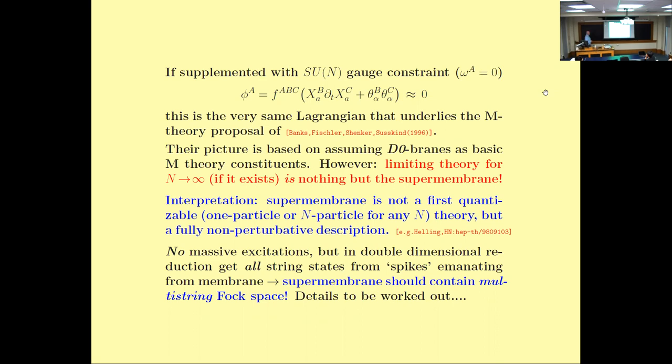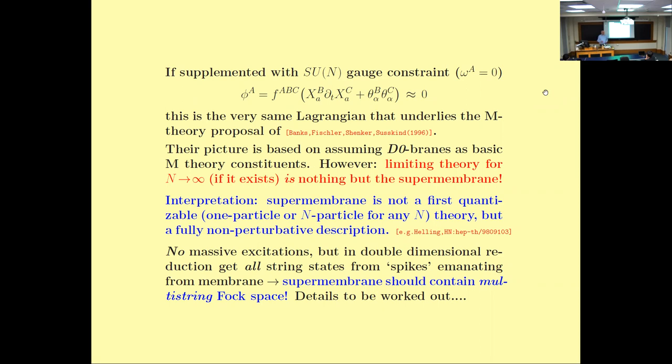Now the APD constraint becomes just the Gauss constraint of this one-dimensional matrix model. And this is, of course, the very same Lagrangian that underlies the BFSS proposal from 1996. It's exactly the same model for finite N. Now their picture is based on assuming the D0-branes as basic constituents of M-theory, but when you talk about the N to infinity limit, this is membrane theory, which means that if somebody can show that this limit exists, then you've just succeeded in constructing supermembrane theory.